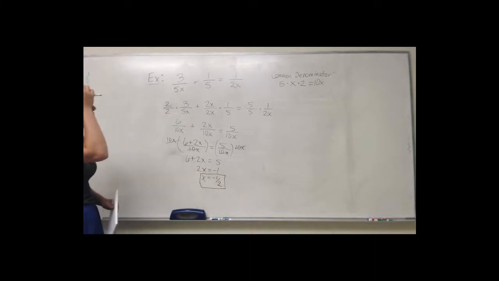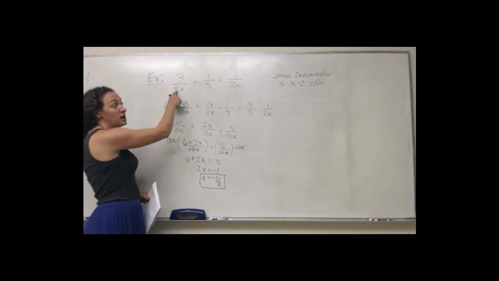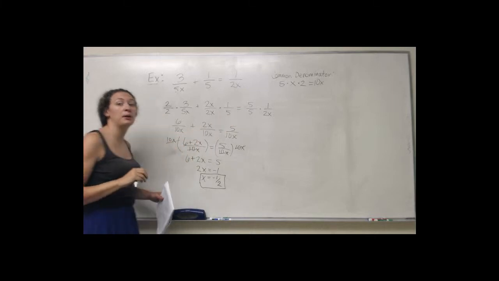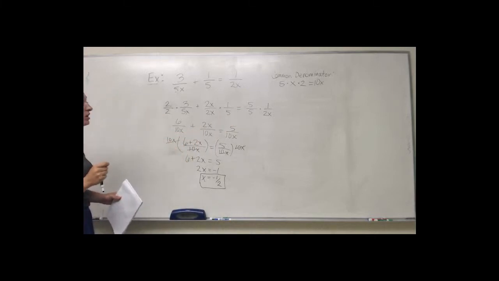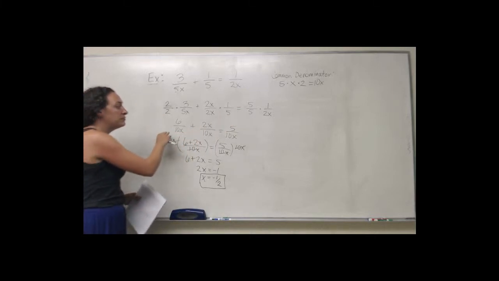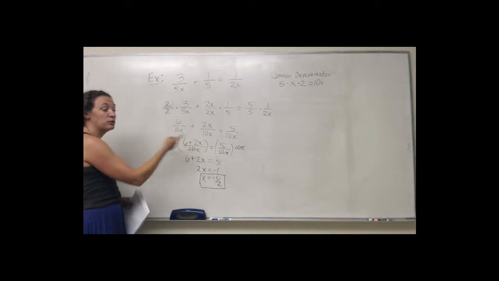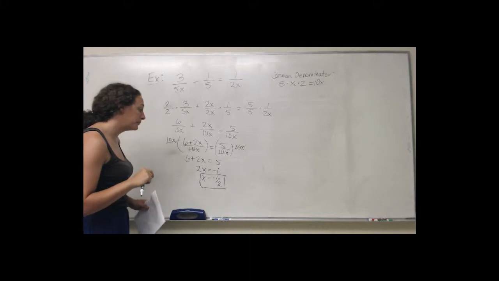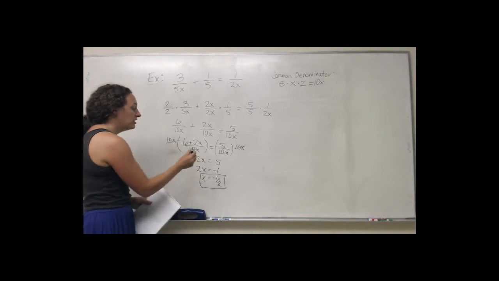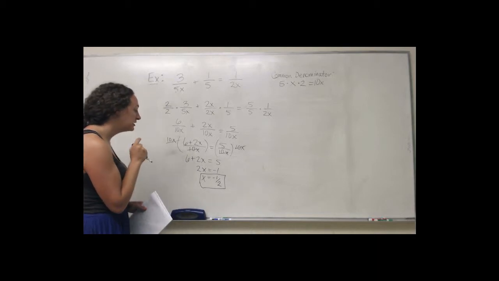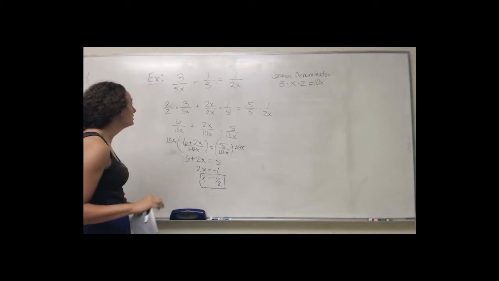Just to recap, what did we do? We found a common denominator. We made sure that our fractions all have the common denominator by multiplying by the proper forms of 1. Then we simplified. We got rid of the denominator by multiplying both sides of our equation by the same number. And then we solved. Notice this simplified to a linear equality, so we have a linear equality that was really easy to solve.